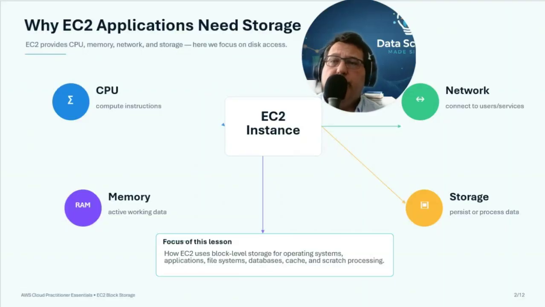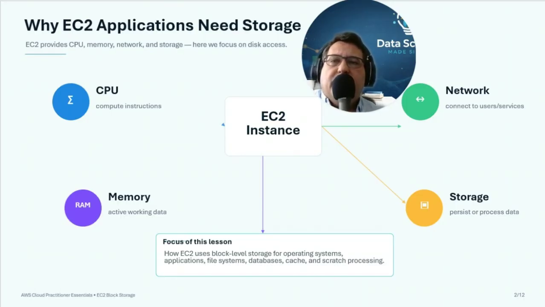Why does an EC2 application need storage? When we launch an Amazon EC2 instance, we are creating a virtual server in the AWS Cloud. Like any physical computer, the server needs several fundamental resources. The first resource is CPU. The CPU executes the instructions generated by the operating system and applications. For example, it may calculate the total value of an online order, process a financial transaction, or run an analytics algorithm.